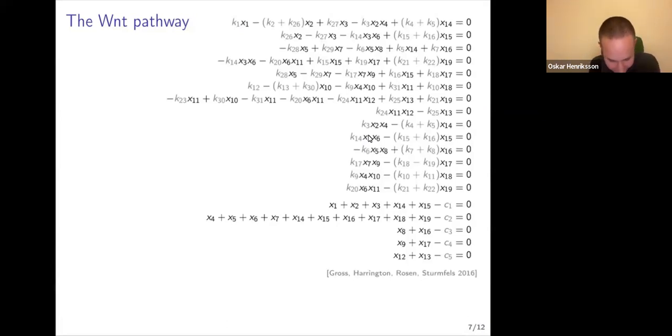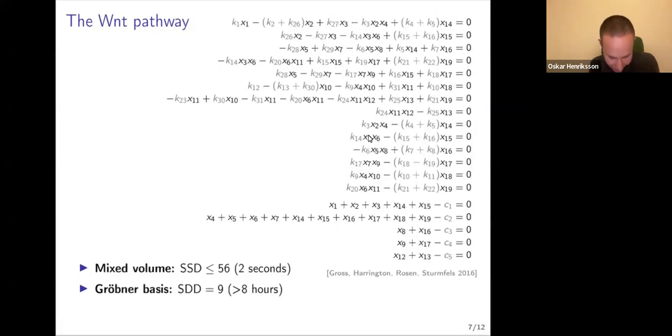Before I do that, I can just quickly say that these numbers come out to be 56 for the wind pathway. But as Elizabeth showed us, it's actually 9. With the Gröbner basis computation, this takes 8 hours or more, and tropically it goes with just 15 seconds. So at least for this system, it's a bit of progress.